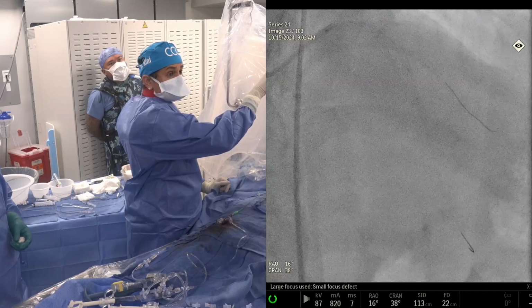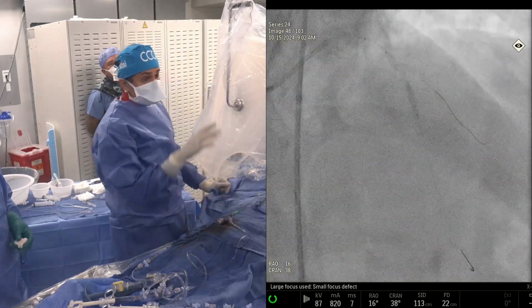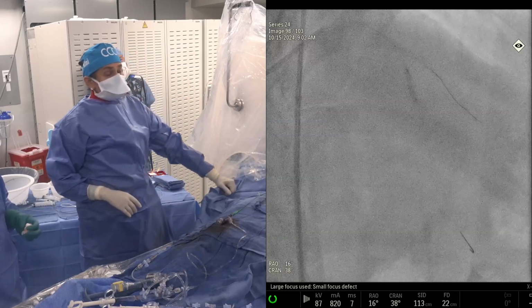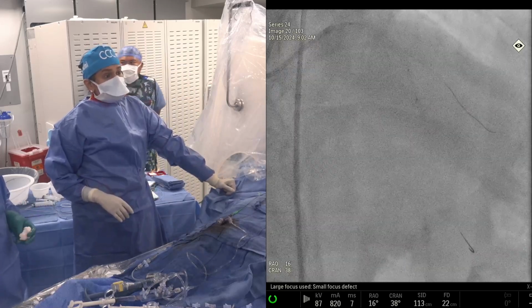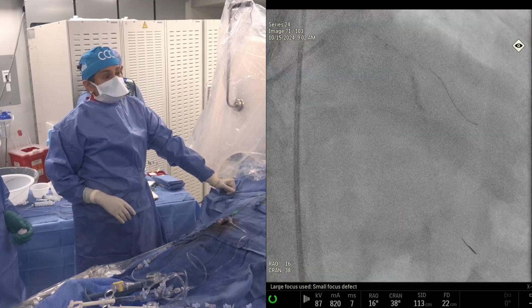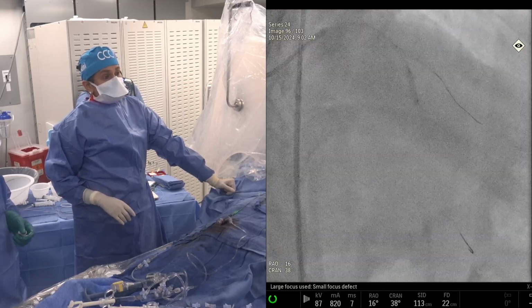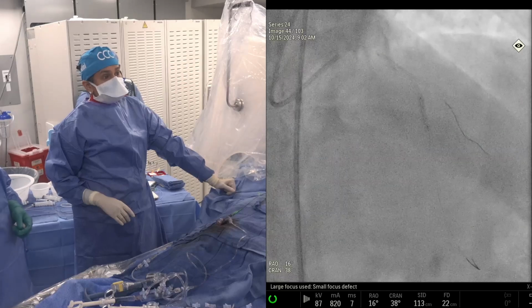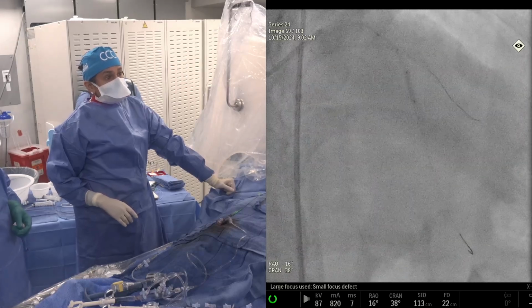Then we wired the diag, but were not able to get a 2.5 high-pressure balloon into the diag. So what you do is anchoring. We had the same 3.5 balloon at 3 to 4 atmospheres in the distal part of the LAD. We anchored it and were able to get that 2.5 high-pressure balloon into the diagonal.